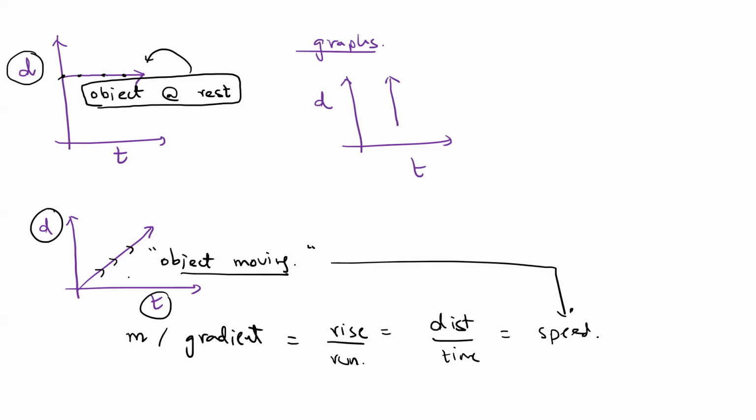So the object here is moving with constant speed. Why is that so? Because gradients for straight lines don't change. Since it is a straight line, there is no change in gradient. So it is moving with constant speed.